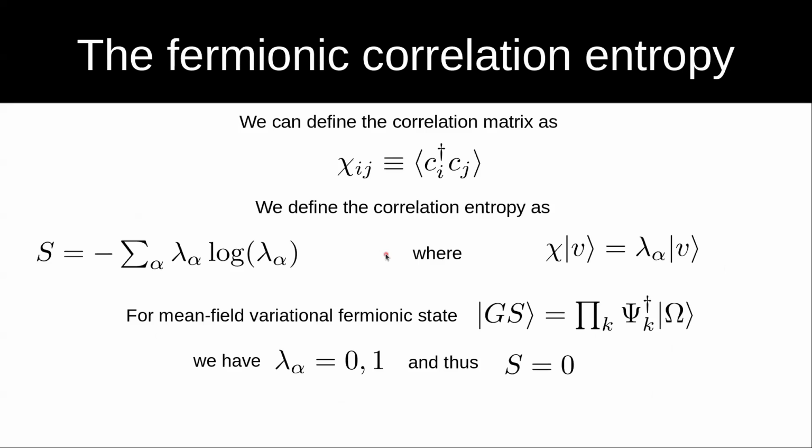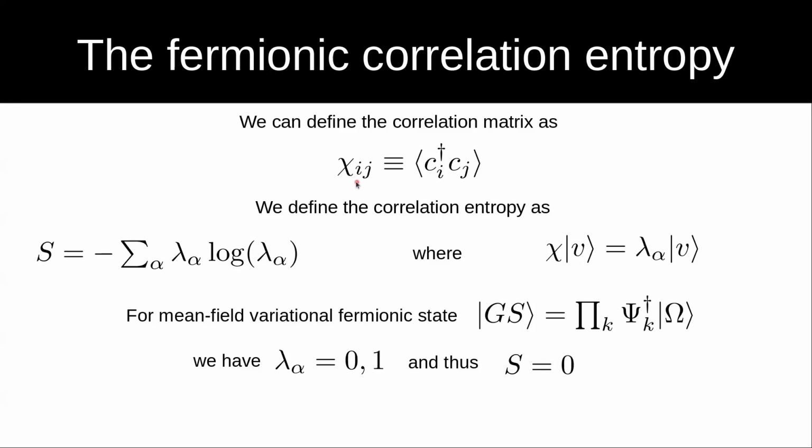And for this, we can use a relatively simple object, that is the correlation entropy, and it comes automatically from the non-local particle-particle correlators that we described before. So you can think that you could actually compute all the non-local correlators, c dagger i, c j, and form a matrix that you call the correlation matrix, chi ij. As a matrix, it can be diagonalized. And when you diagonalize a matrix, you get a certain set of eigenvalues and eigenvectors.